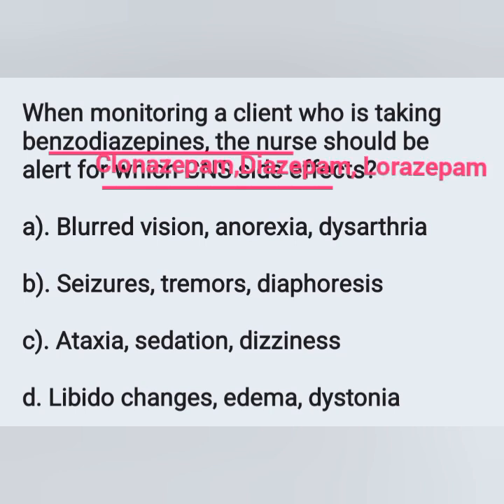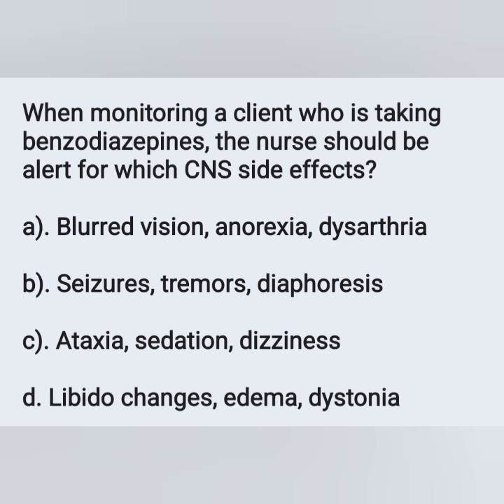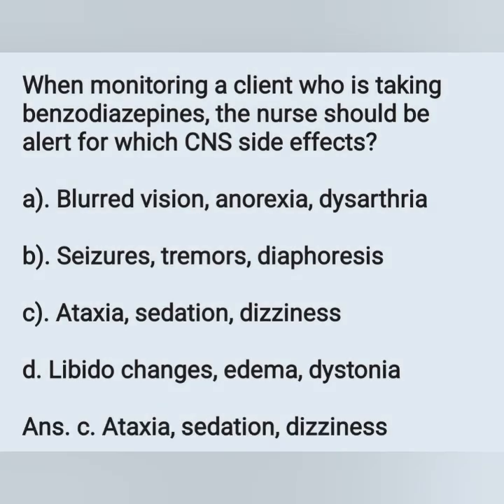Here the question is, a nurse is caring for a client who is taking benzodiazepines. Examples of benzodiazepines are clonazepam, diazepam, lorazepam. Here the patient is taking a benzodiazepine. What CNS side effect should the nurse be alert for, checking frequently in the patient? That is the question. The correct answer is option C, ataxia, sedation and dizziness.